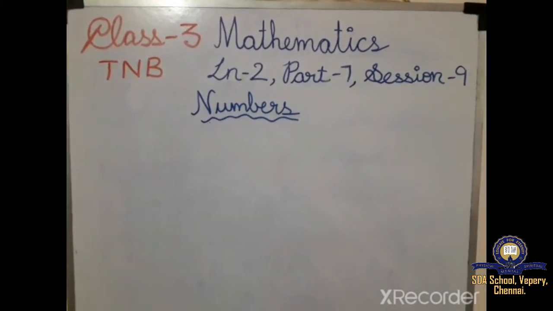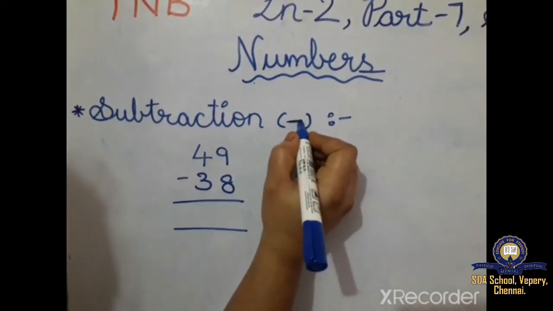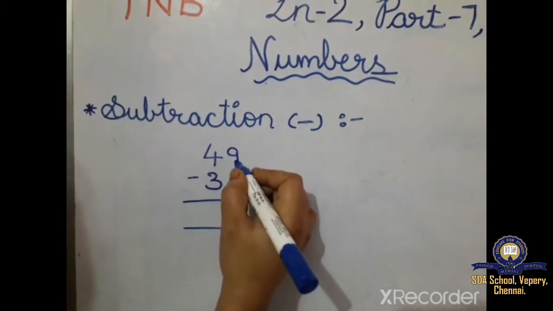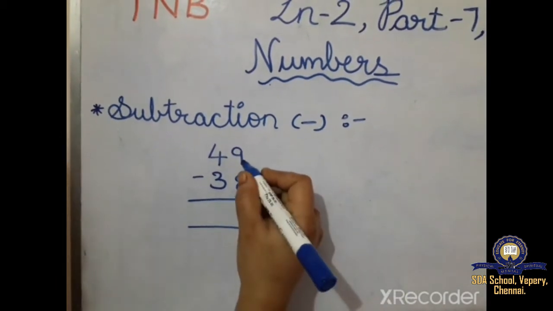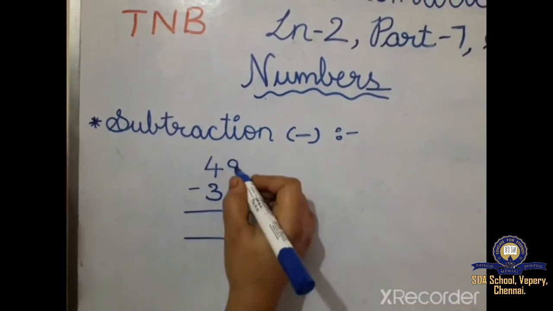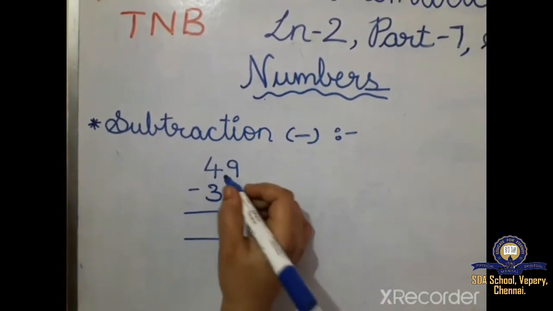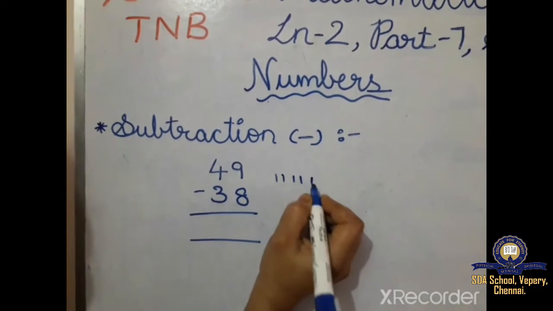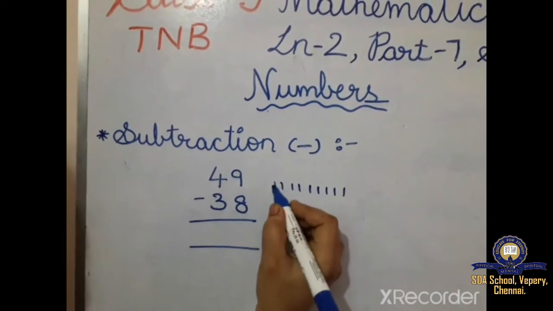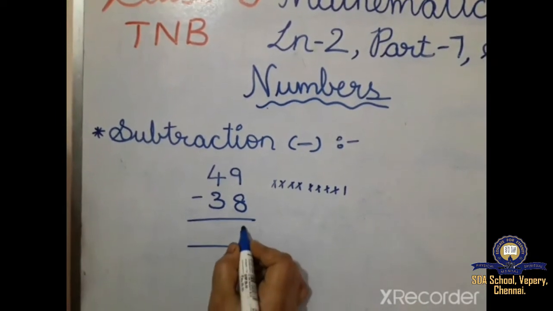Okay. In the last class we learned about subtraction, right? What is the symbol for that? Minus. For example, 49 minus 38, we have to take away 38 from 49. First we subtract the ones place and then the tens place. 9 minus 8: take away 8 from 9, the answer is 1.